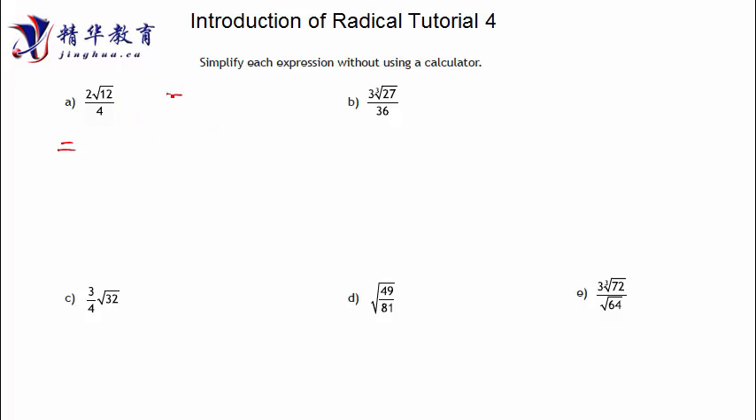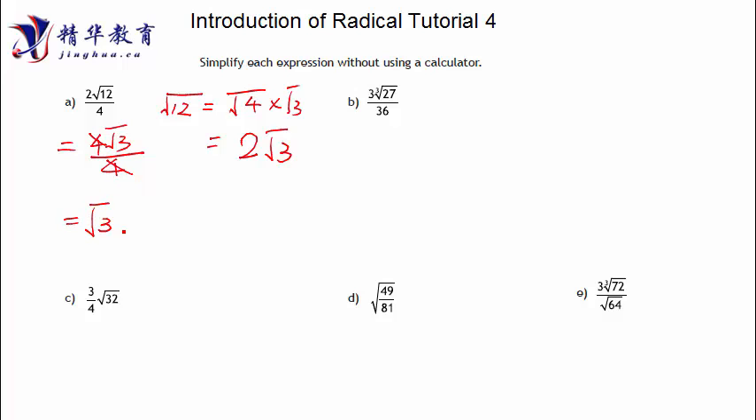So square root 12, let's see how we can separate it. Square root 4 and then square root 3, right? 12 equals 4 times 3. So square root 4 is how much? It's 2. And then square root 3 is left. That means square root 12 equals 2 square root 3. And then we have a 2 in the front already. That means 2 times 2 times square root 3, which is 4 square root 3, over 4. Now we can cancel this 4. So we get square root of 3.